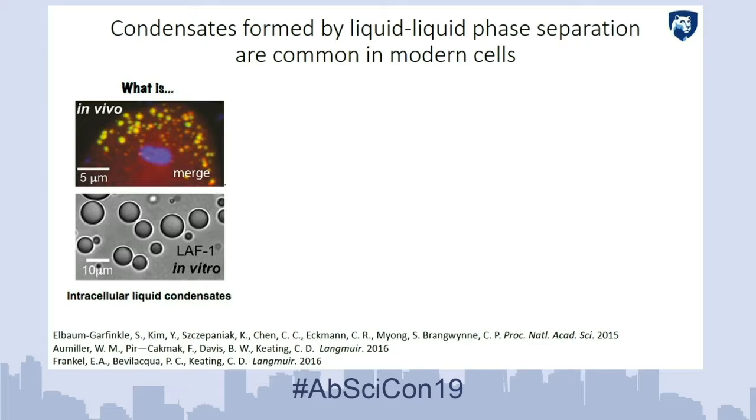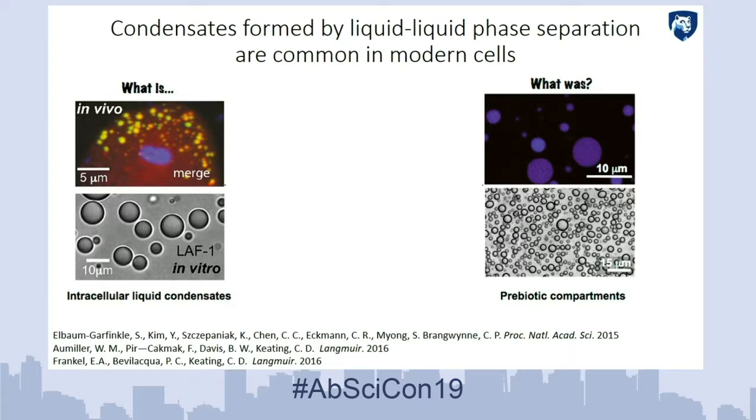So condensates are formed by liquid-liquid phase separation, and they're common in modern cells. Here's an image from Cliff Brangwynne's lab showing phase separation, with the unstructured region of the LAF-1 helicase. And these come together to form these condensates, which are on the micron size scale. And we can make these in the lab as well. So these are associations, in this case between spermine and poly-U, as well as ones in which the polycation is the polymer, and these give compartments that are similar in size, on the micron scale, to the ones that are found in vivo.